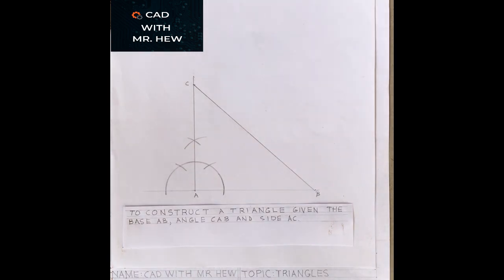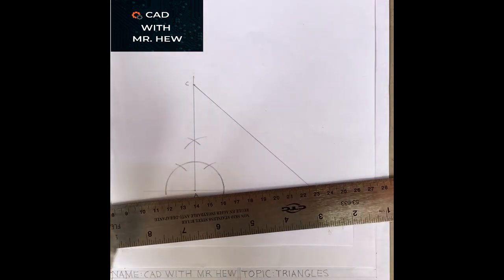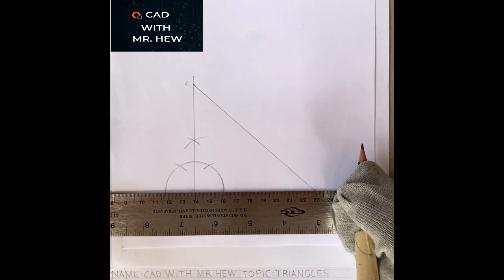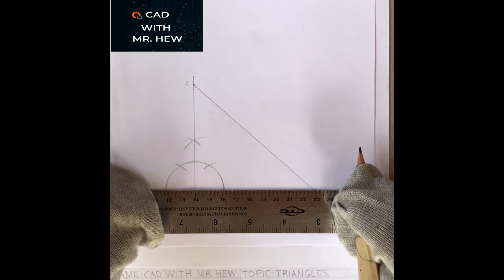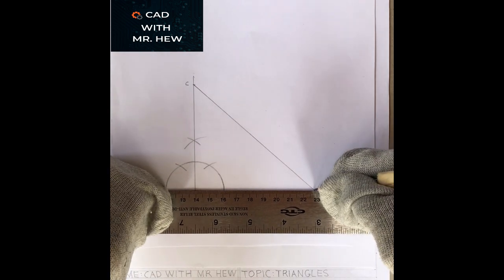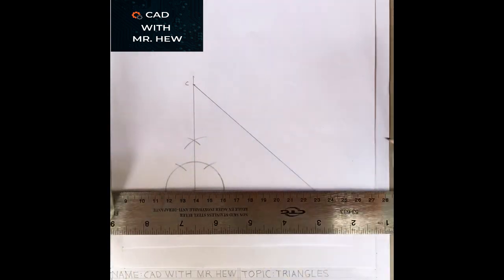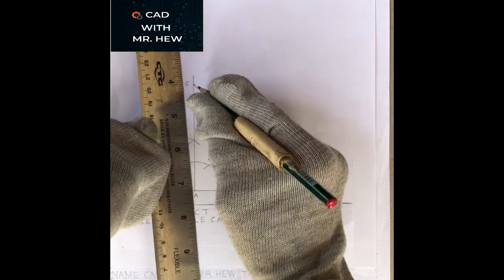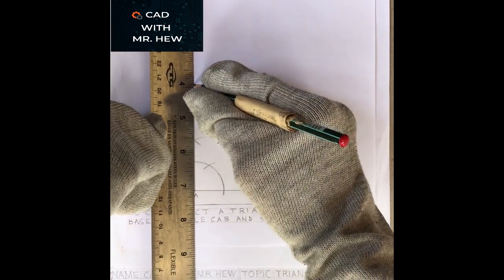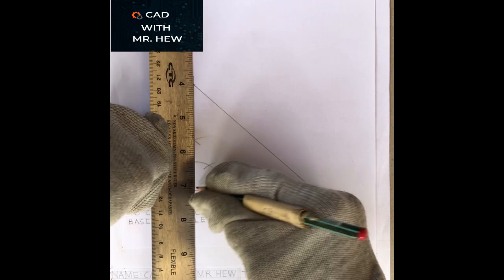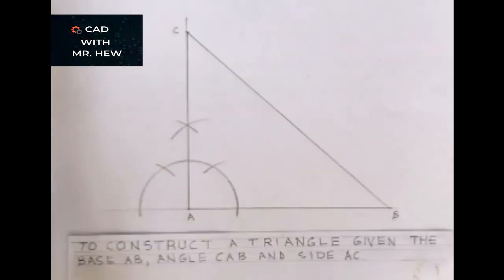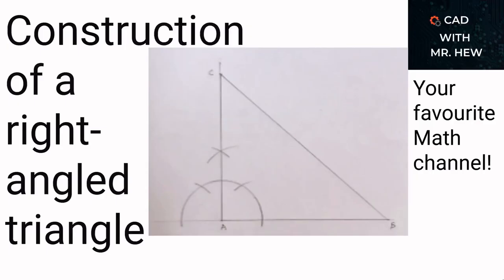All right, what we're going to do now, we're going to darken the triangle. So we're going to darken the base AB. We had the construction line before, so we're going to darken it now. This is AB. Then we're going to darken AC. This is our triangle. We have come to the end of today's video.